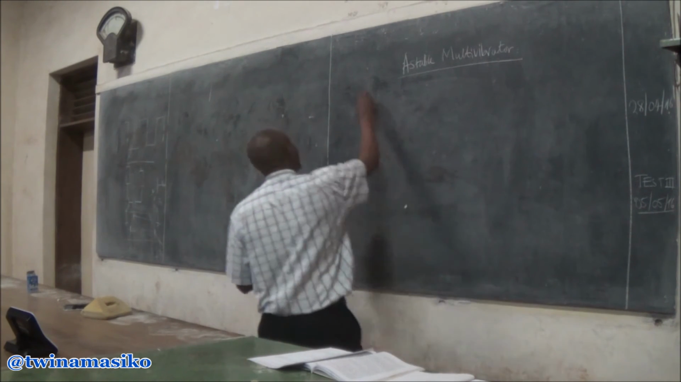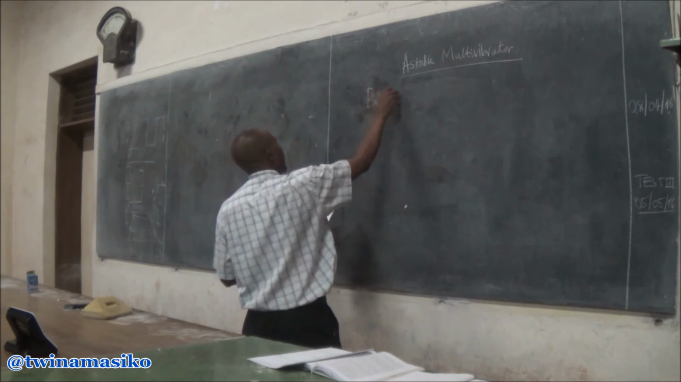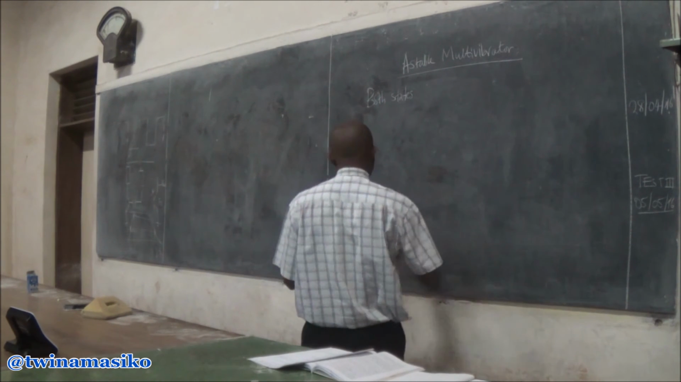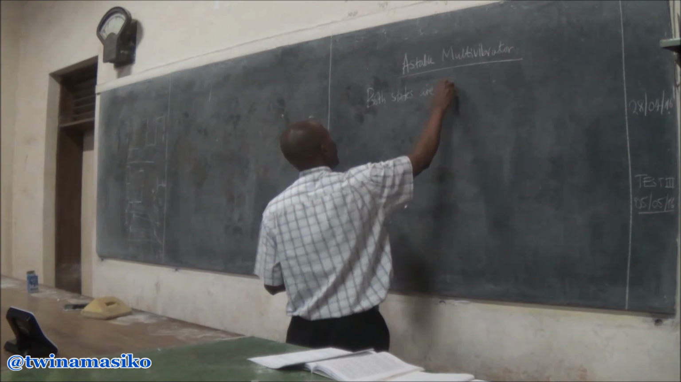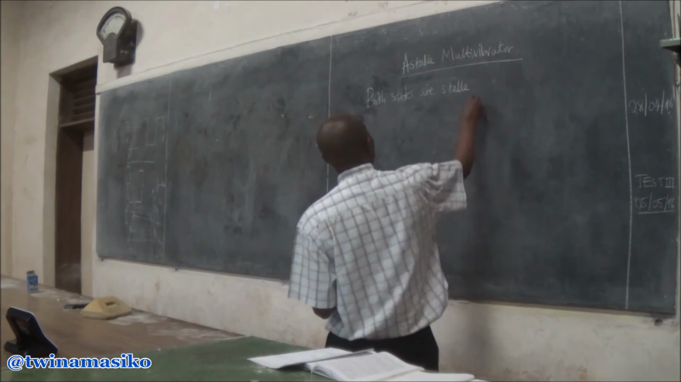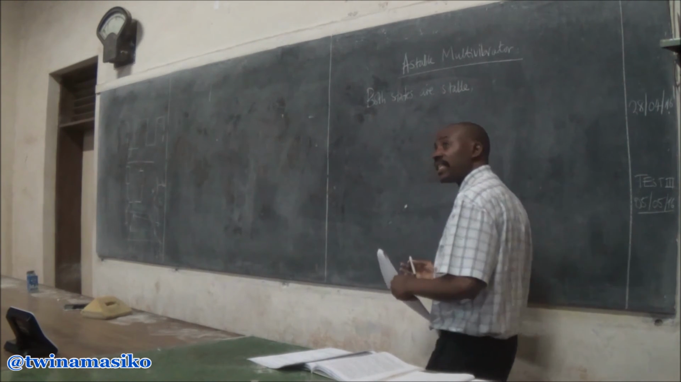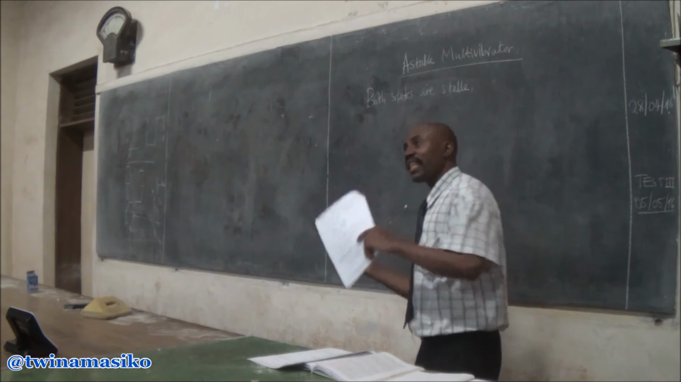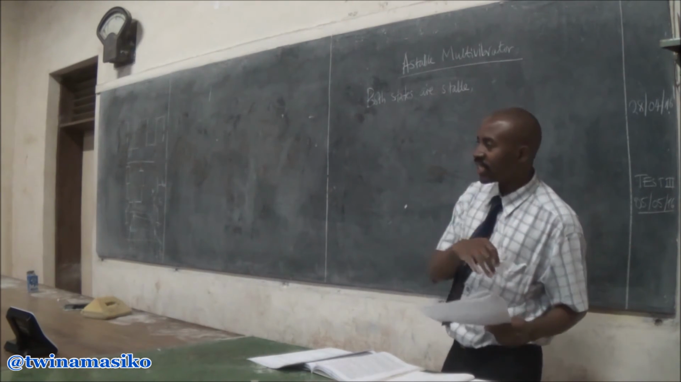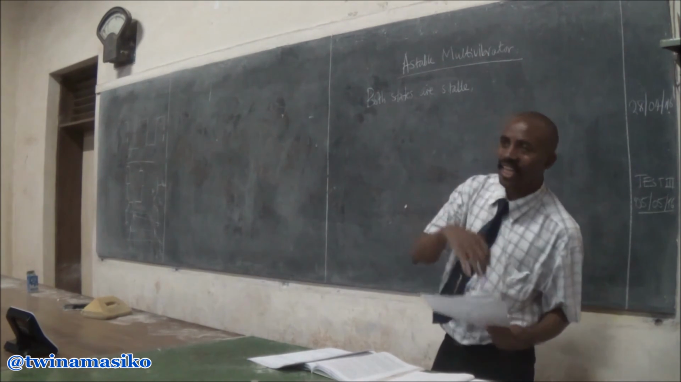So both states of this multivibrator are stable. And since they are stable, you have this one lighting, then it goes off, and this one lights, and they keep going here and there.